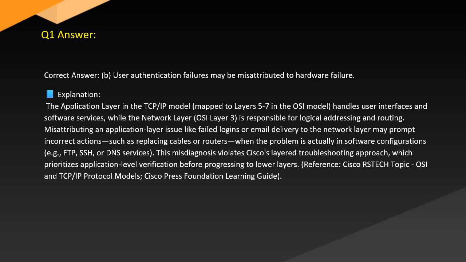Blue book explanation. The application layer in the TCP/IP model maps to layers 5 to 7 in the OSI model and handles user interfaces and software services, while the network layer, OSI layer 3, is responsible for logical addressing and routing. Misattributing an application layer issue like failed logins or email delivery to the network layer prompts incorrect actions, such as replacing cables or routers, when the problem is actually in software configurations, DNS services. This misdiagnosis violates Cisco's layered troubleshooting approach, which prioritizes application-level verification before progressing to lower layers.